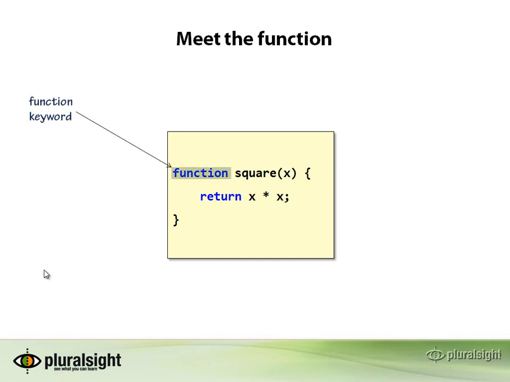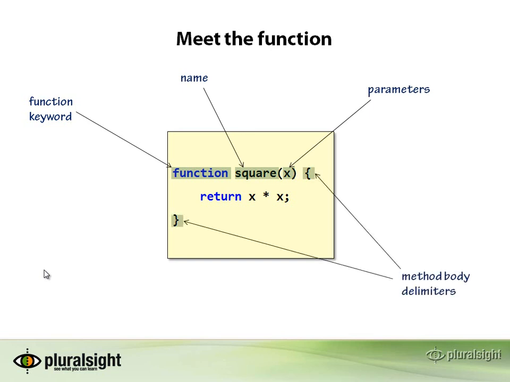Function definitions always begin with the function keyword. There's an optional function name, 0 or more parameters to the function, the function body delimited by curly braces, and an optional return expression.